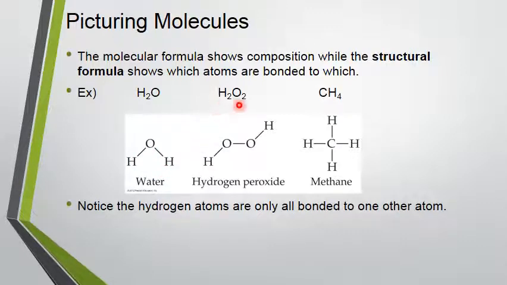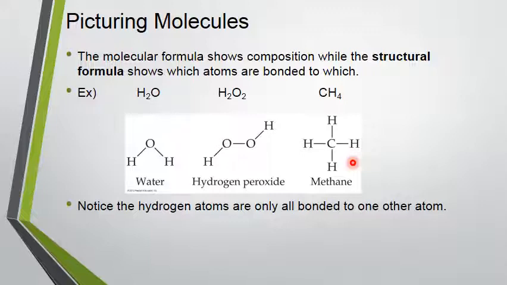If we looked at something like hydrogen peroxide, again, we wouldn't know from the molecular formula that it's set up in this structure. And then methane, CH4, we can see the carbon with its 4 hydrogens bonded to it. So our structural formula gives us more information than the molecular formula.